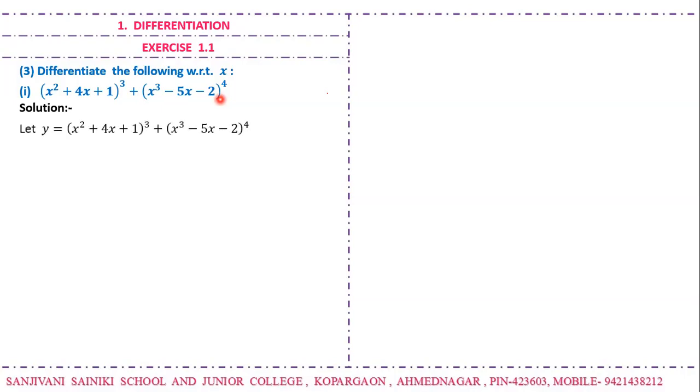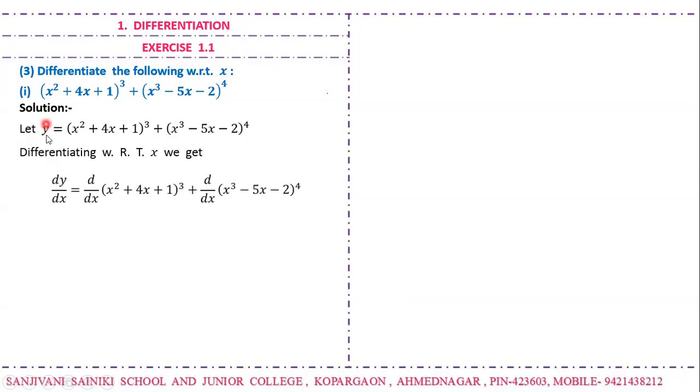So let y is equal to the given expression, (x square plus 4x plus 1) bracket raised to 3 plus (x cube minus 5x minus 2) bracket raised to 4. Now we have to differentiate this with respect to x. So after differentiating, derivative of y is dy by dx. Then here there is addition of two functions, so we have to take the derivatives of their addition. So derivative of the first, (x square plus 4x plus 1) bracket raised to 3, plus d by dx of the second, (x cube minus 5x minus 2) bracket raised to 4.